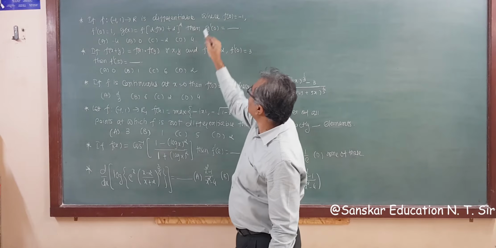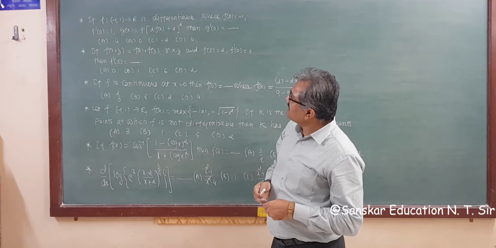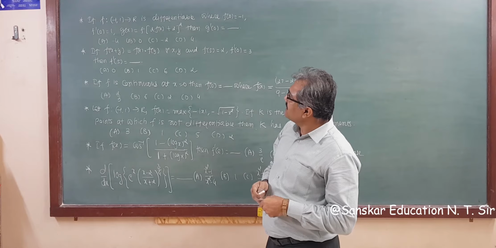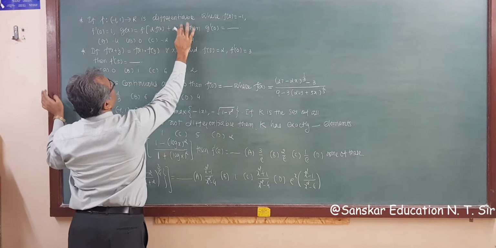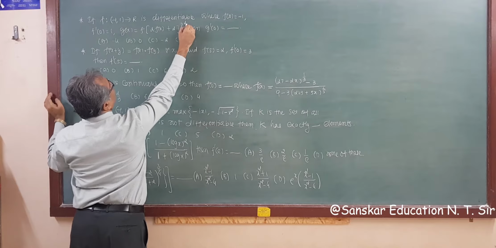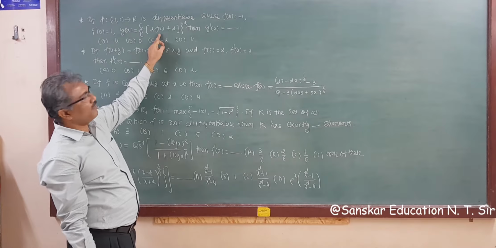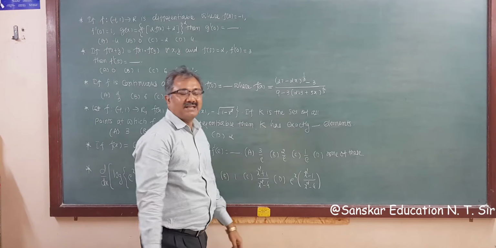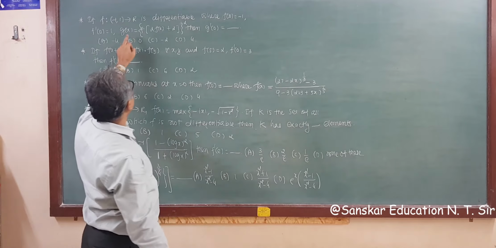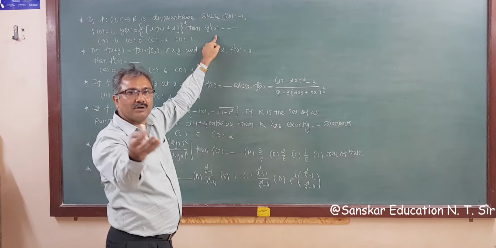is differentiable where f(0) is minus 1, f dash 0 is 1 and g(x) is equal to [f(2f(x) + 2)] whole square, then g dash 0 is equal to what? That is your question. That means you have to differentiate this function with respect to x and then substitute x equal to 0. You will get your answer.